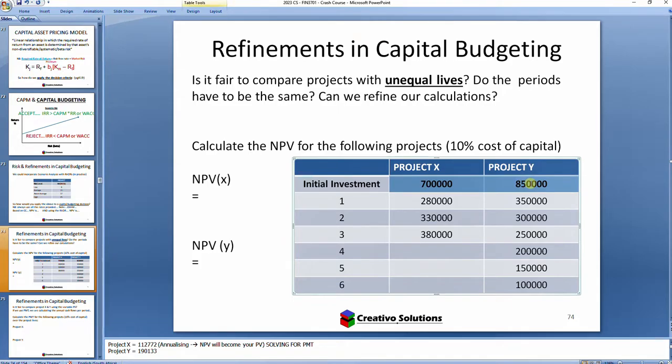Let's assume the company only had R1 million. If you only have R1 million, even if they are independent projects, I still can't choose both because I have R1 million. I have to make a decision. Am I going to go with X or am I going to go with Y? Because I can't afford to take them both. You can't. If you've only got R1 million, you need to make a decision. I'm going to invest in project X or I'm going to invest in project Y.